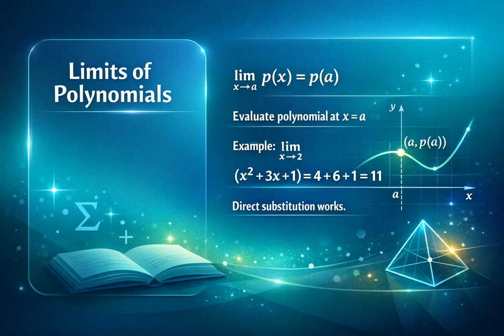For polynomials, finding limits is straightforward. Limit as x approaches a of p of x simply equals p of a. Just substitute x equals a into the polynomial.